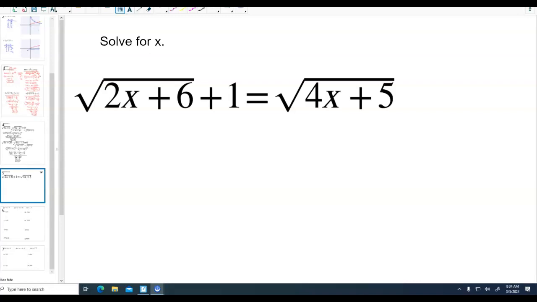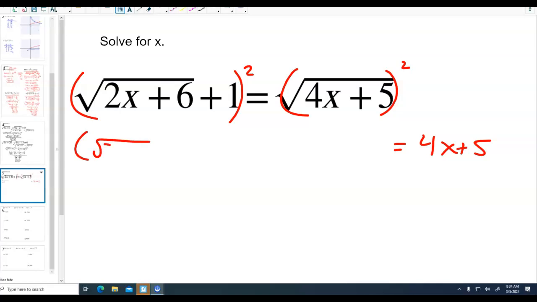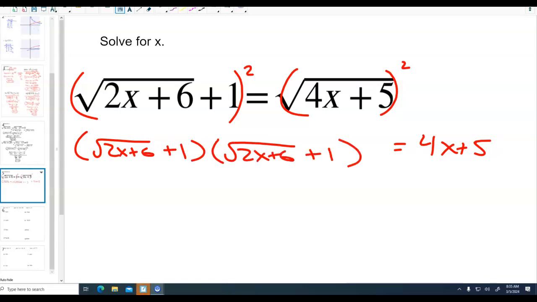Now, when we have the plus side like this, it is the longer problem. You have to square both sides. Now, the right side's easy. 4x plus 5. On the left side, though, okay, we do have to FOIL it out. The radical 2x plus 6 plus 1 times the radical 2x plus 6 plus 1.